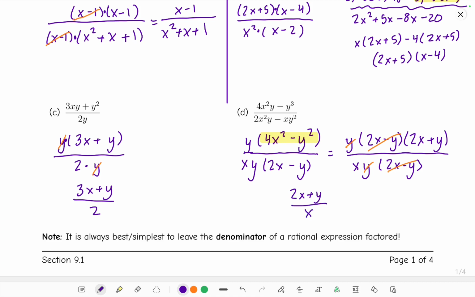Note, it is always best to leave the denominator of a rational expression factored. Sometimes you do want to multiply the numerator, but always leave the denominator factored. And that's it for part 1 of section 9.1.